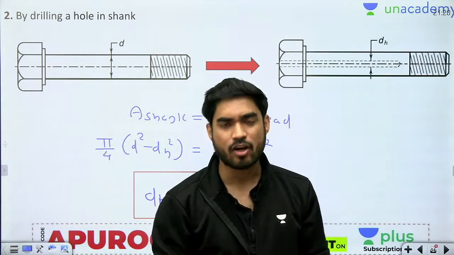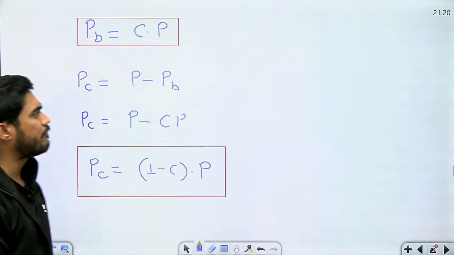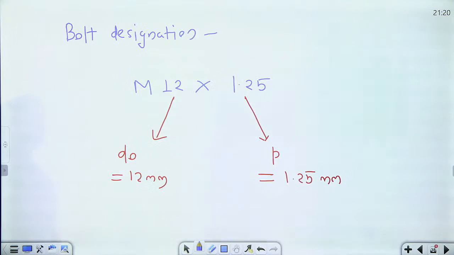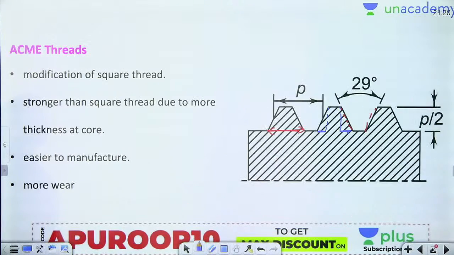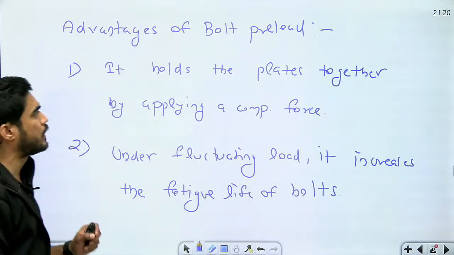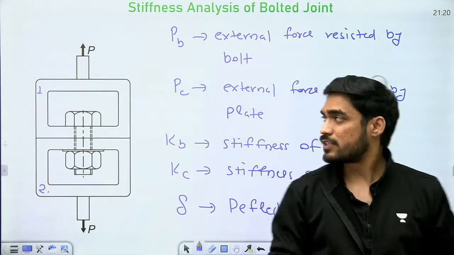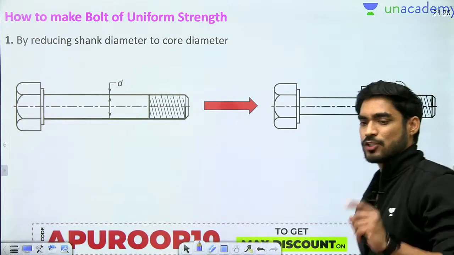So beta, this is the end of bolted joint. You don't need to understand anything else in bolted joint. Whatever we have seen in bolted joint, that is enough. We have seen what is a bolt, different parameters of bolt, types of threads, bolt preload, external load, eccentric loading case, stiffness analysis, and the bolt of uniform strength. This much you need to know.